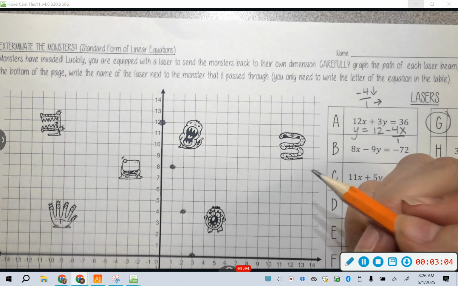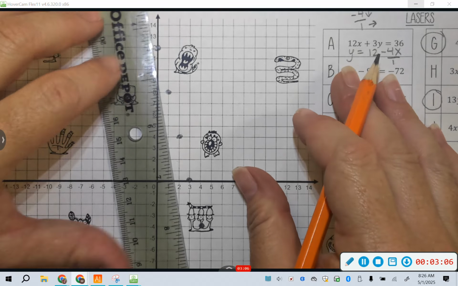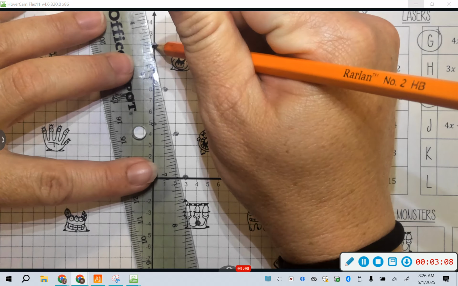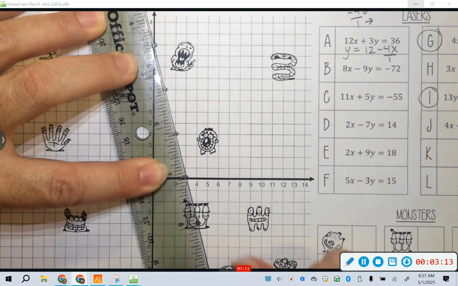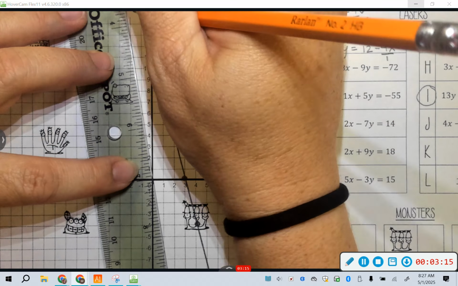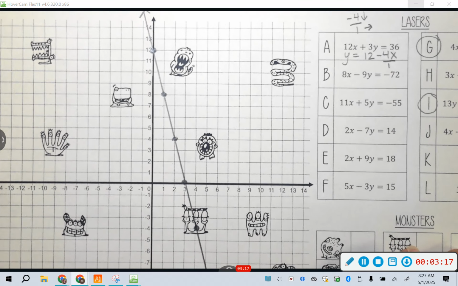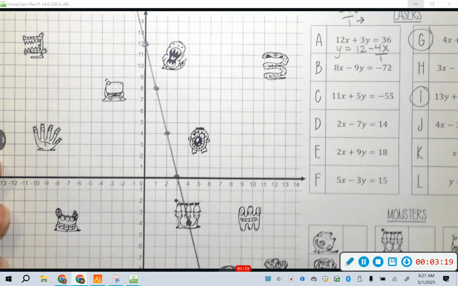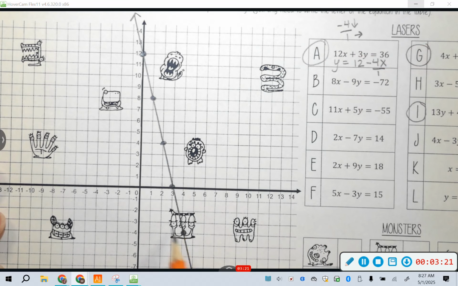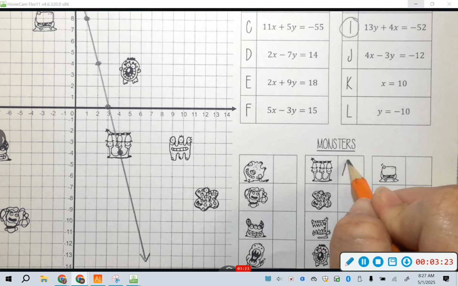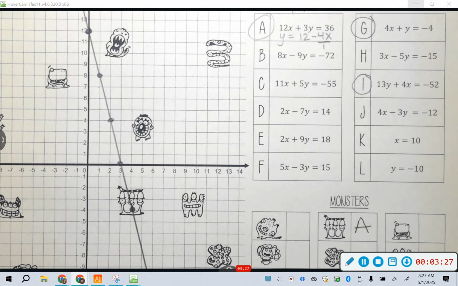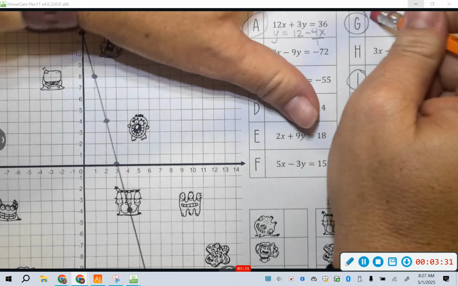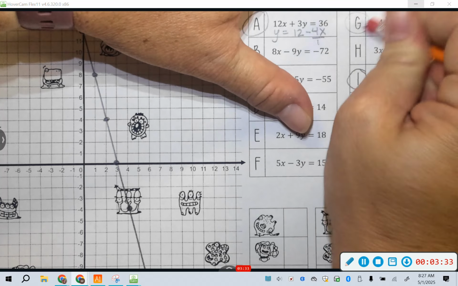So I'm going to use a ruler. Y'all may ask. I have a couple up here. Or you can just freehand. I'm not going to be like, oh my God, your line's not straight enough. Let's start over. I will not judge you for non-straight lines. So which monster did it go through? This little 3-eyed thing right here. So this was A. Everybody okay with that? So we're going to do one more together. I know I said G, but we moved to A.